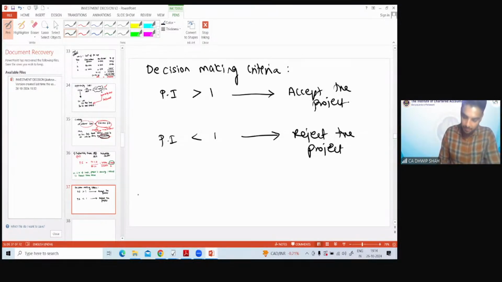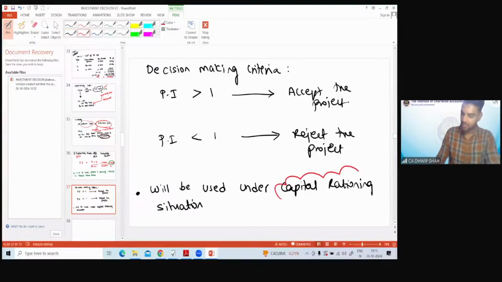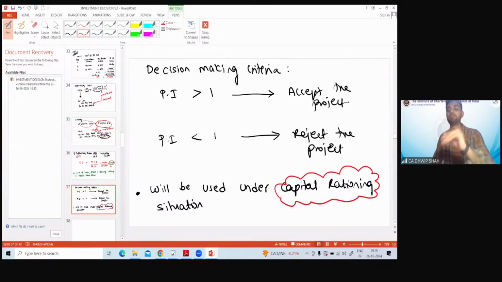And this PI technique will be used under capital rationing situations. This technique will be used for decision making under capital rationing situations. I know सबके mind में ये question आ रहा है कि what is capital rationing. We will see this concept in our next session.